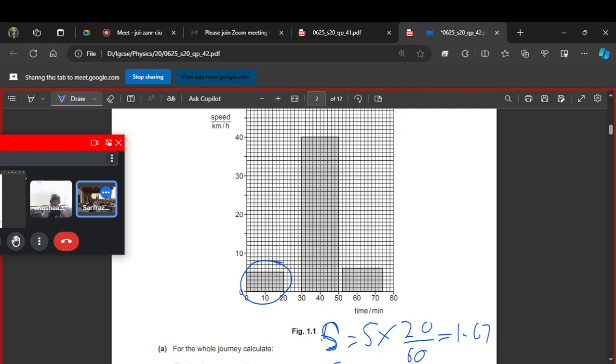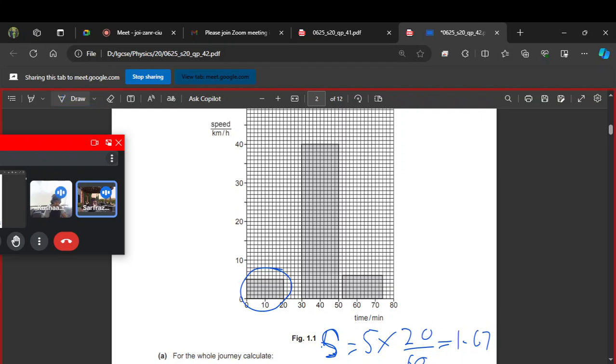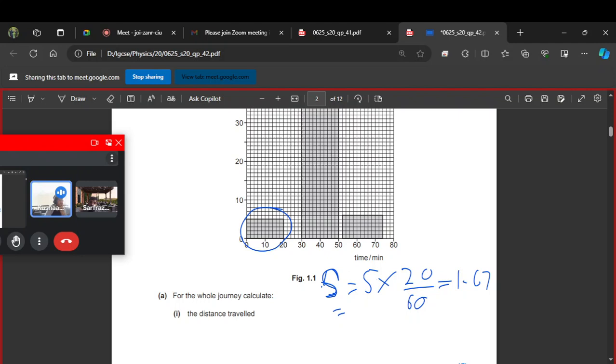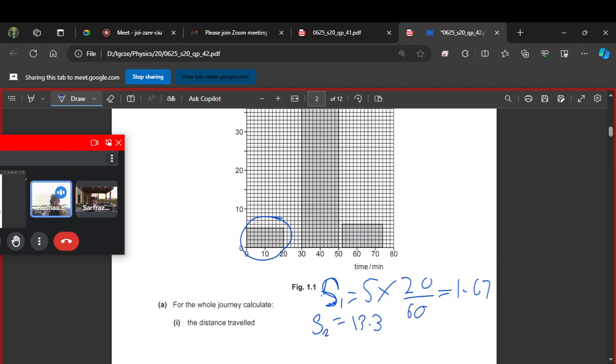So what for the second section? It has speed 40, and times by 0.3, 20 minutes. We get 13.33333. Okay, second distance is 13.3. Very good.